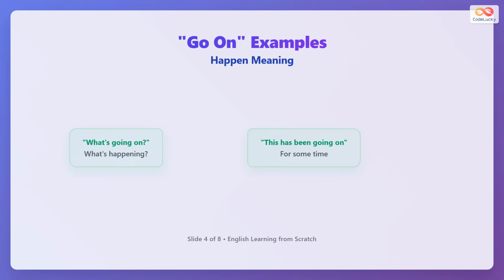What's going on is the most common question using this meaning. It asks what is happening right now in a situation. This has been going on means something negative has continued happening for a long time. Both examples describe events or situations in progress.